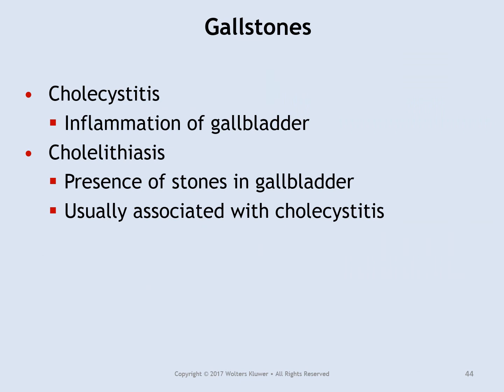Gallstones are found in the gallbladder, usually in concert with cholecystitis, which is inflammation of the gallbladder. Cholelithiasis refers to stones in the gallbladder. Our combining form litho means stone or rock. Usually this is because the gallbladder is not emptying all the way and you have bile retained in the gallbladder.